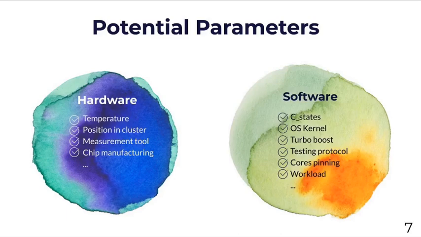So there are many parameters that could be responsible for or amplify the energy consumption variations. Some of these parameters have been reported in some previous papers. We can categorize these parameters into two categories.